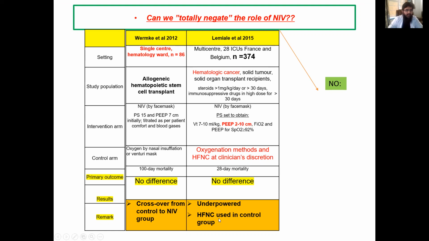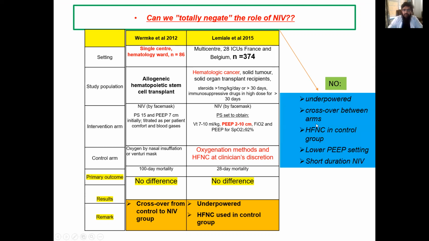Moreover, it was an underpowered study, and in another randomized controlled trial, which is not so big, there was a crossover. So it's difficult to negate the role of NIV, given the underpowered nature of the studies, the crossover between the arms, the HFNC used in the control group, the lower PEEP setting of the NIV group as compared to the trial by Hilbert, and the short duration of NIV in hypoxemic failures as compared to the earlier Hilbert trial. It's difficult to say that it's not beneficial.